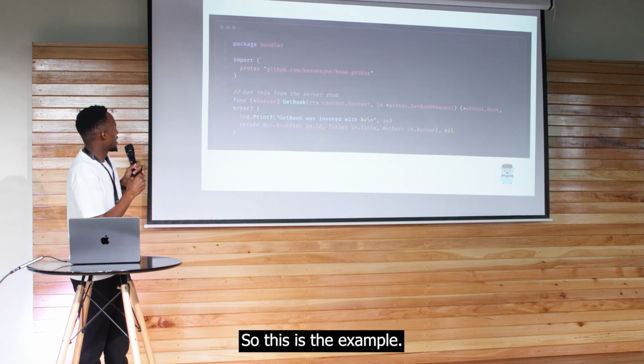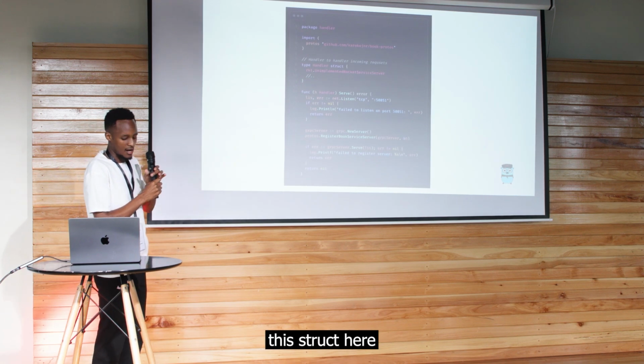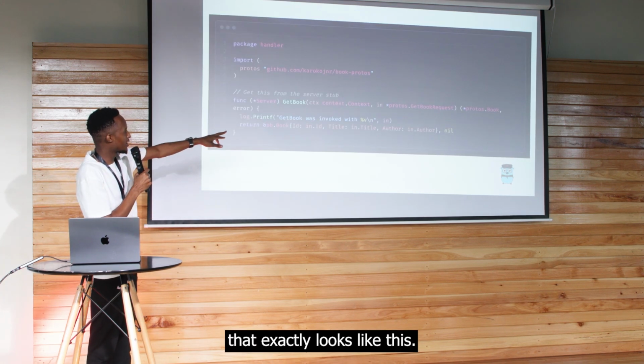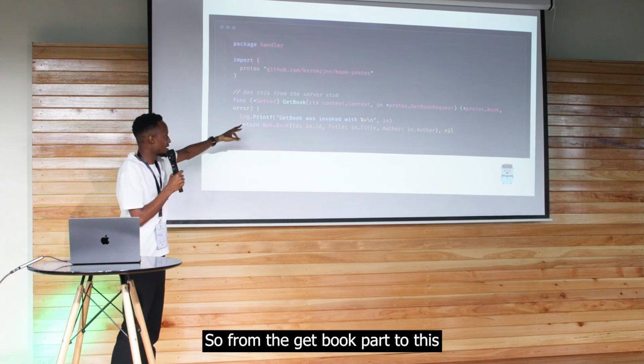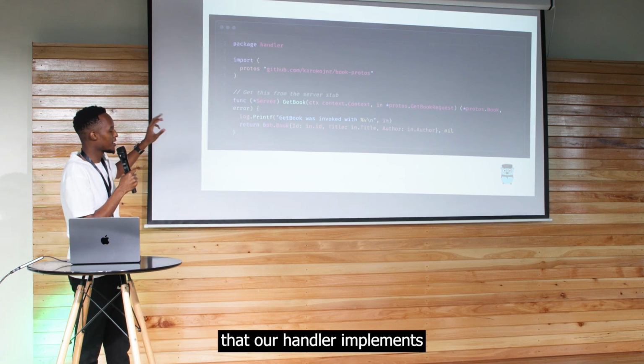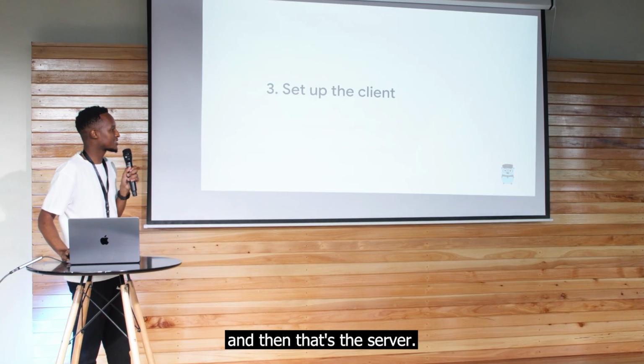So this is the example. This struct here has a method that looks exactly like this. So from the get book part to this makes sure that our handler implements that exact method. And then that's the server part.